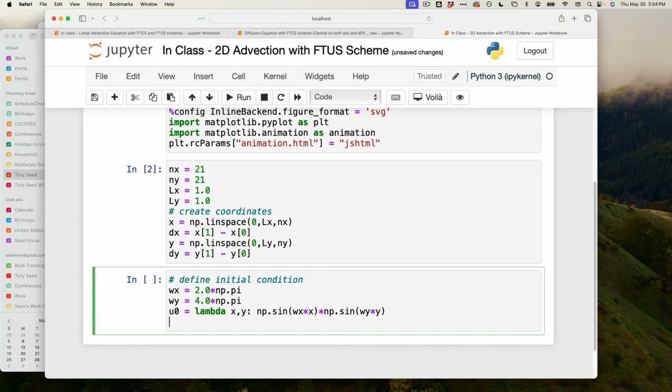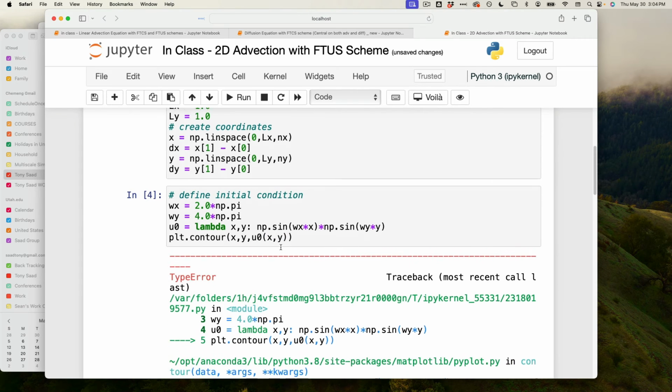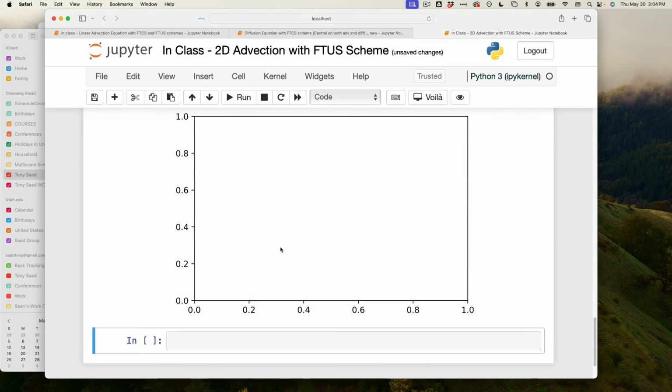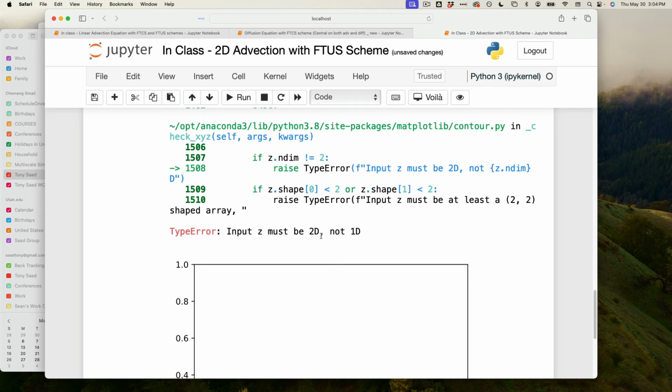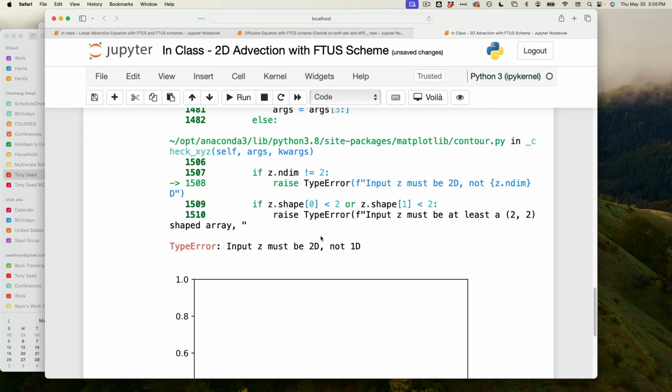Let me see, for my 3D solution, maybe we could do u0 of x, y. Okay, it does something. Let's see if we can do a contour: plt.contour(x, y, u0(x, y)). It threw an error. Whoa, look at that. Input Z must be 2D, not 1D. Oh, of course. Our x and y values just represented one line on the grid, not the entire grid.